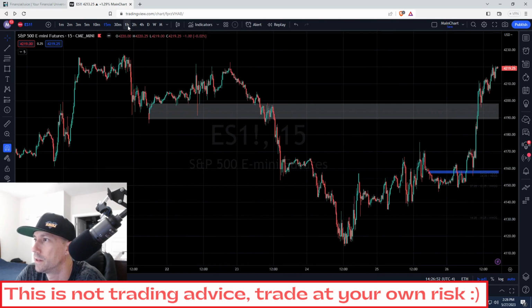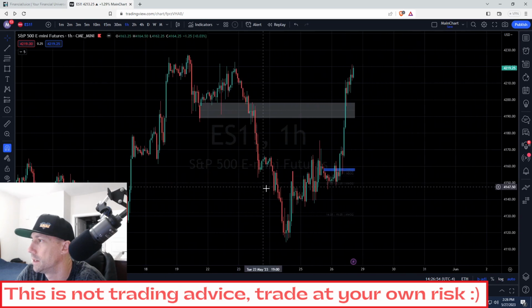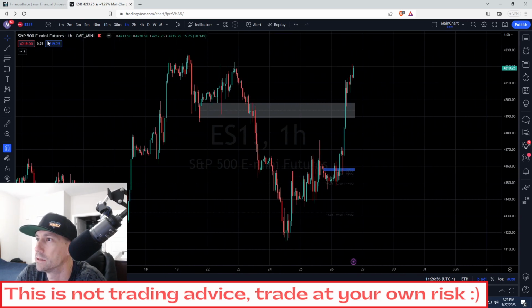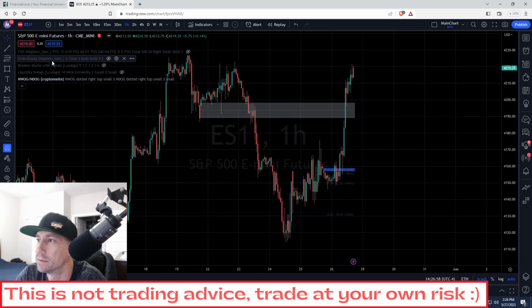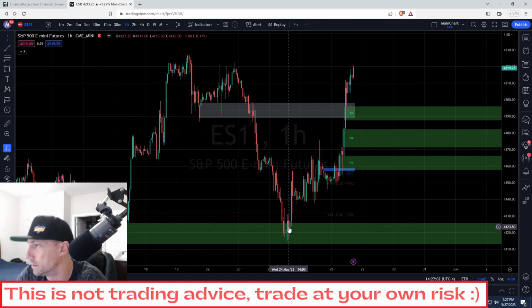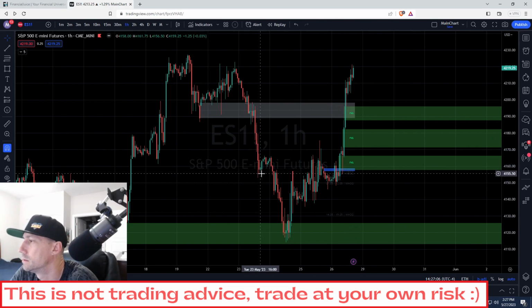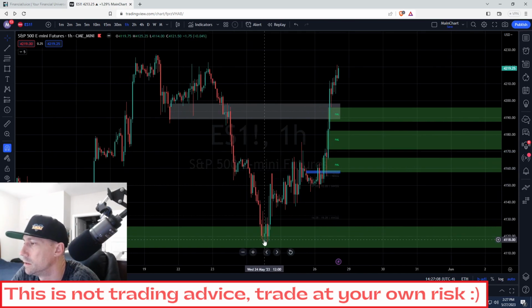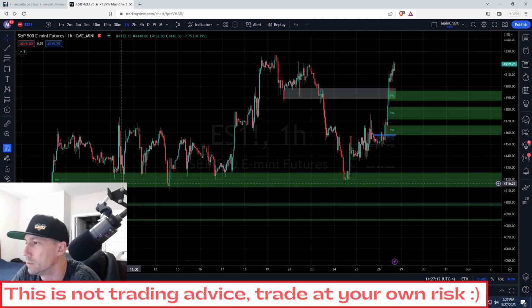If I go to the 1 hour and actually turn on fair value gaps, right here you're going to see something intriguing. And we played this on Wednesday. We played this and made some pretty nice money. You can see that we were bouncing and did not break, and we respected this 1 hour fair value gap.